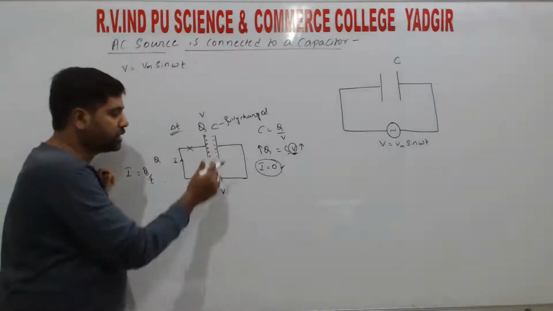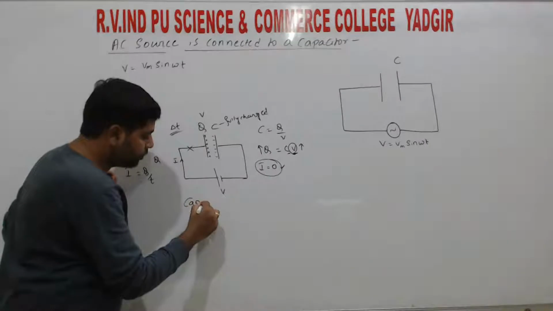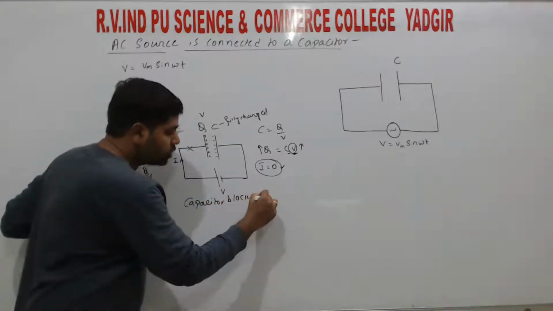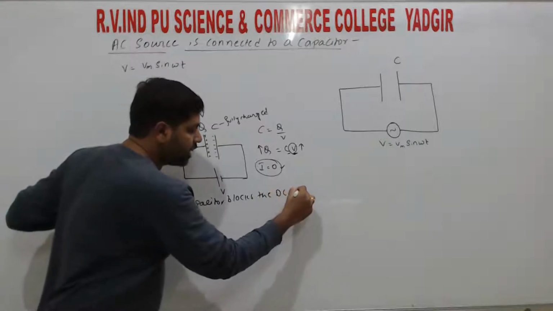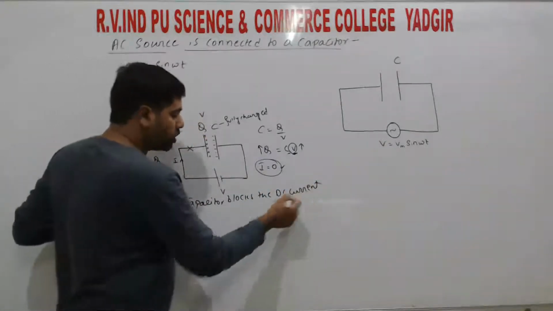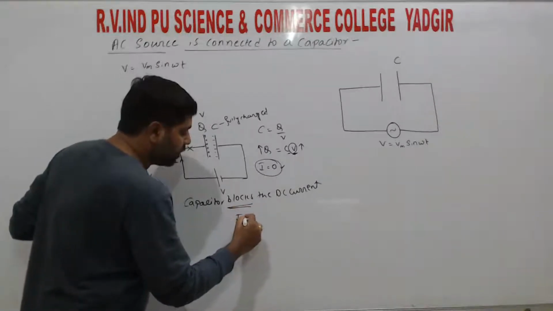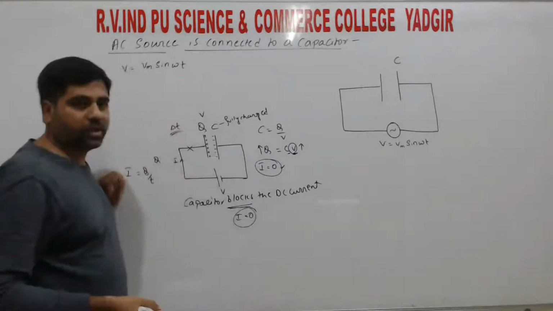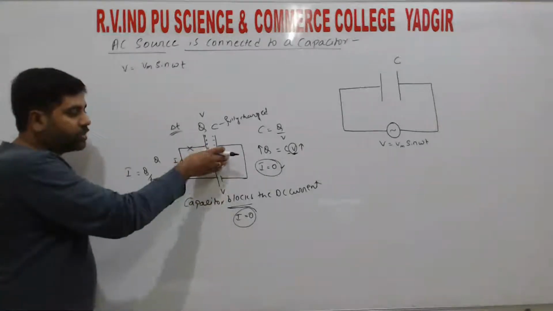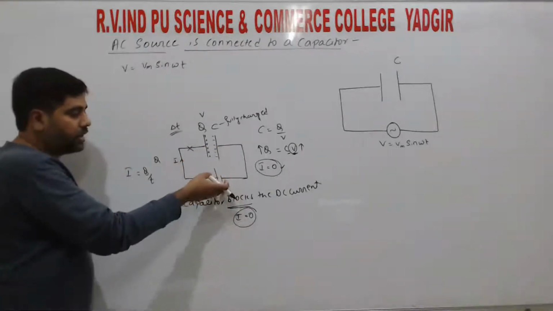That means the capacitor blocks the DC current, that means direct current. Blocking the DC current means the current flowing in the circuit is zero. So this is what happens in the capacitor which is connected to a DC source.